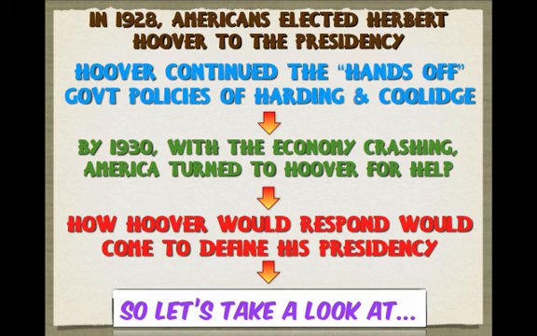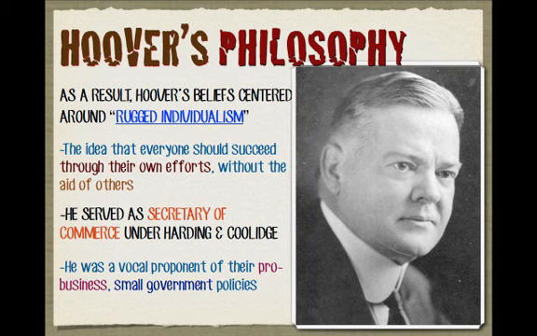In 1928, Americans elected Herbert Hoover to the presidency. Hoover continued the hands-off government policies of Harding and Coolidge. By 1930, with the economy crashing, America turned to Hoover for help. How Hoover would respond would come to define his presidency. So first, let's look at Hoover's philosophy.